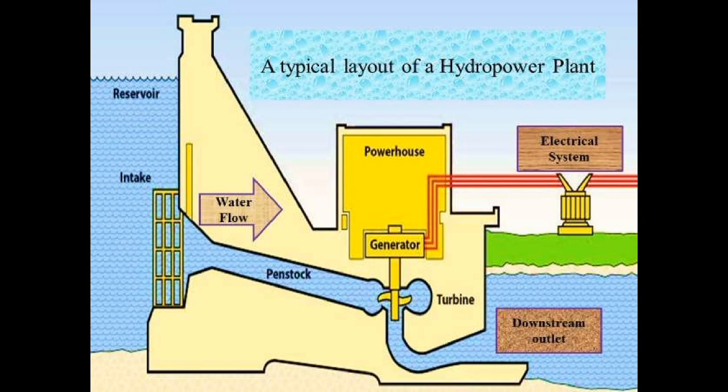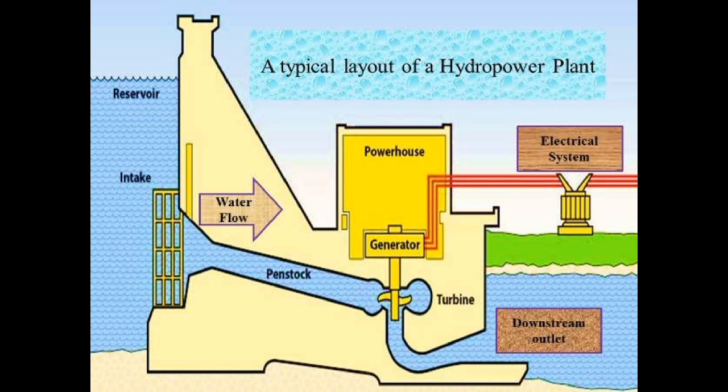Now as you can see in the picture, children, there is a large reservoir of water being stored, and through the intake the water flows down through a height. When the water flows, it passes through the penstock. Now what is a penstock? It's a type of canal or tube-like structure through which the water passes. Now this water in turn rotates the turbine.